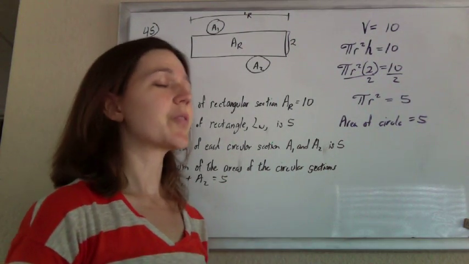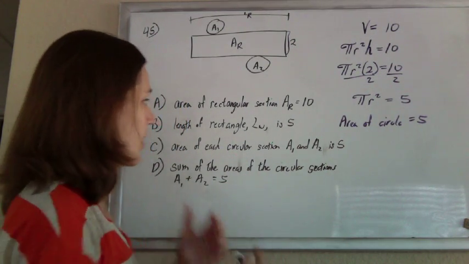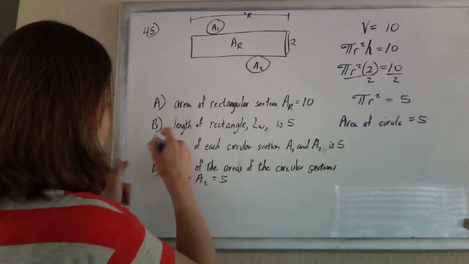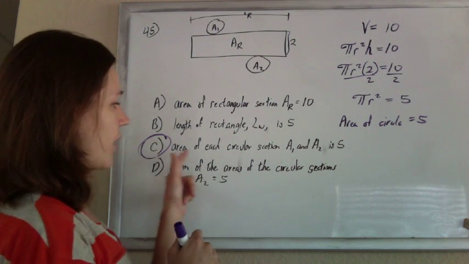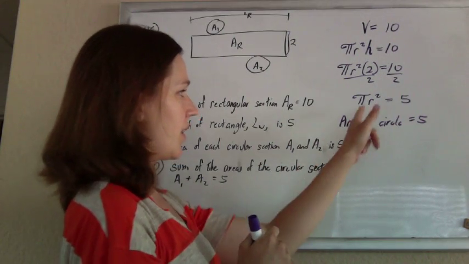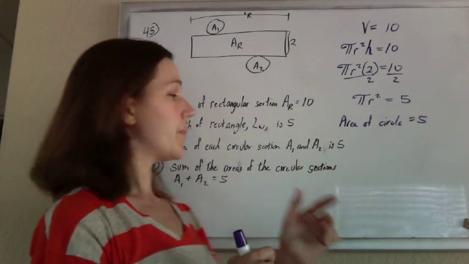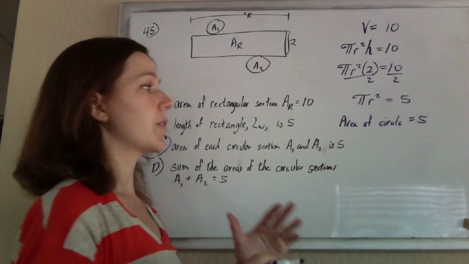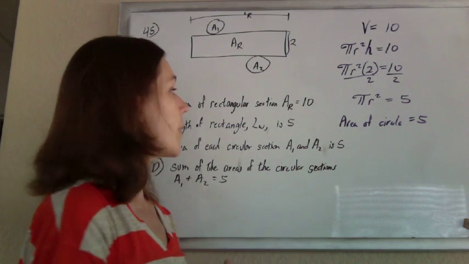And turns out we have stumbled upon the answer. Because if you look at these, take out number C. The area of circular section A1 and A2 is 5. The area of circle is 5. That's our answer. We stumbled upon it. We're good to go.